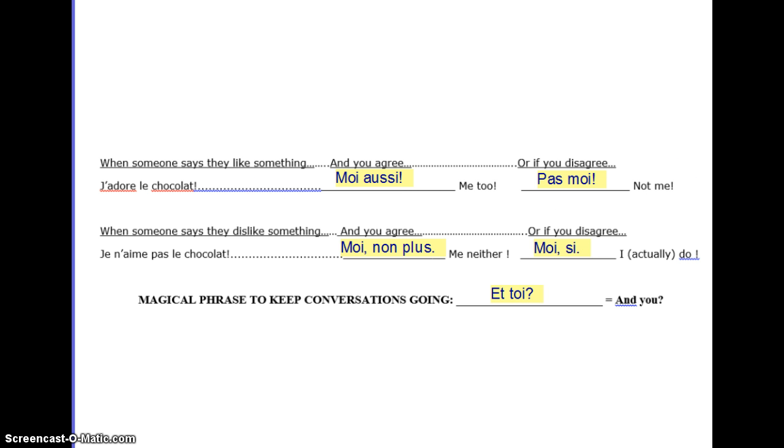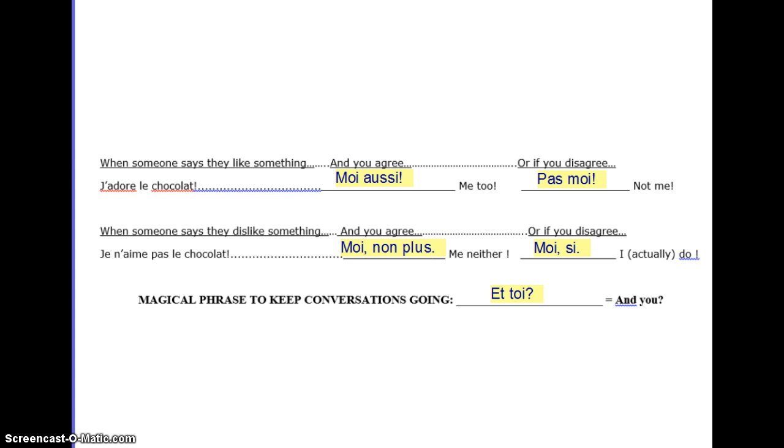If, however, and this is going to sound very confusing, you disagree with their dislike. So they say, I don't like chocolate, and you're like, chocolate's fire, I love it. Then you're going to say that you actually do like it. And the way you're going to say that is by saying moi si. Literally, it's a different way of saying me, yes, as in I actually do like it. It's very strange that it's actually the word for yes in Spanish as well. But, roll with the punches here. Moi si is how you say, well, you might not like it, but I actually do.